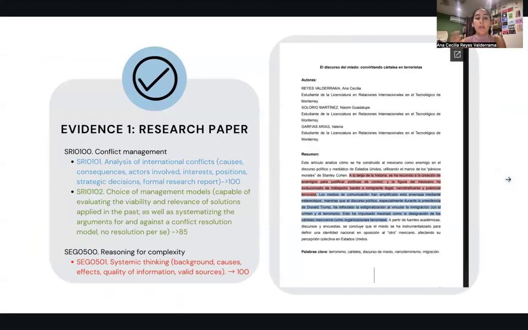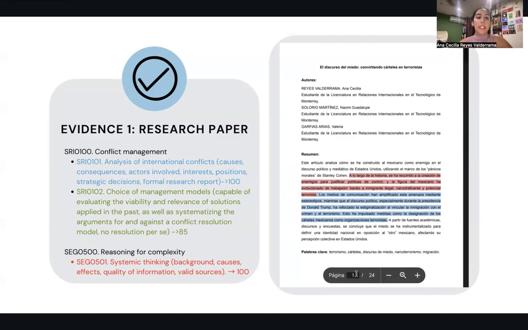So first is the research paper. In this research paper, I put the first subcompetence, analysis of international conflicts, in blue. Throughout this presentation, the colors will be the same. The next one, choice of management models, in green, and the last one, systemic thinking, in red. What I did here is try to put the color where I could see that I applied the subcompetence throughout the research document.